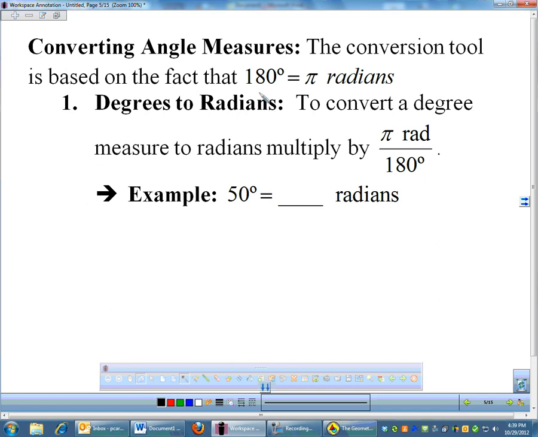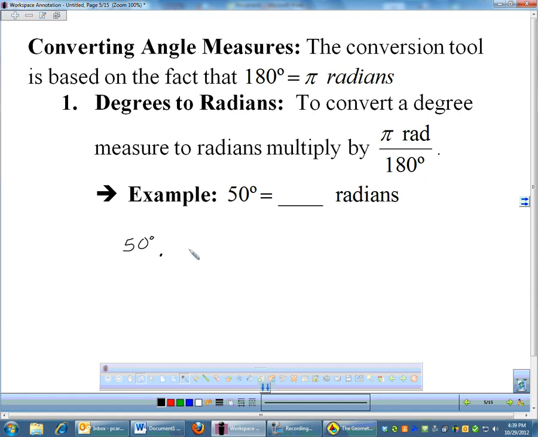And the conversion is based on the fact that there are 180 degrees in pi radians, which is kind of the same thing as saying 360 degrees in 2 pi radians. All I'm doing is dividing that by 2 to get 180 in pi. The way you convert is the same way you convert other units. To convert a degree, you multiply by pi radians over 180 degrees. So here I'm going to convert 50 degrees.